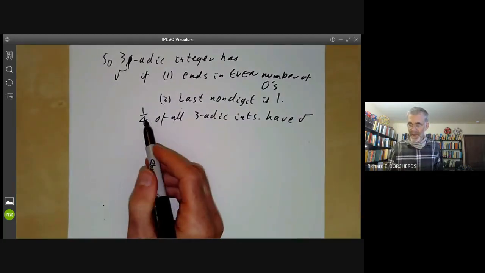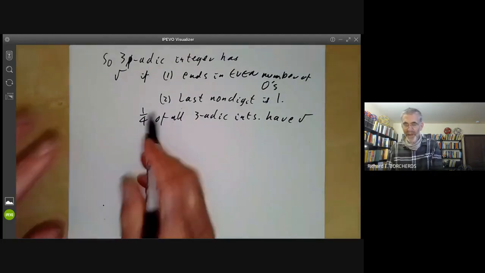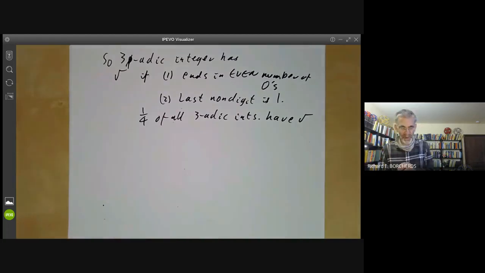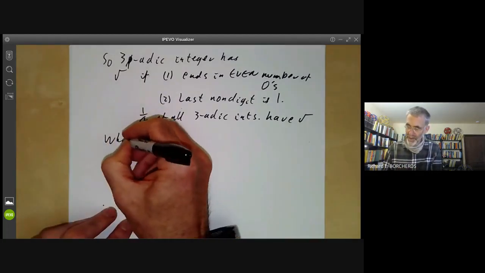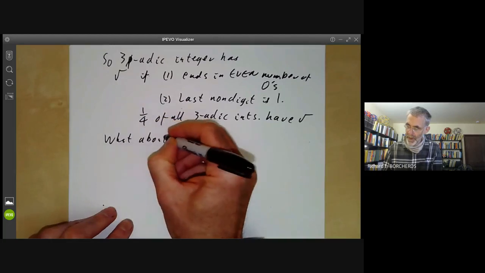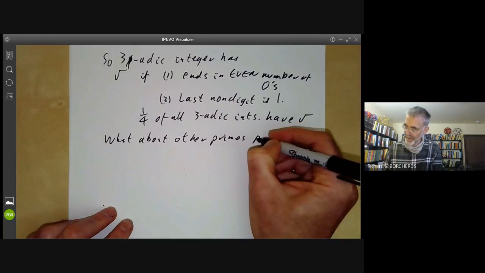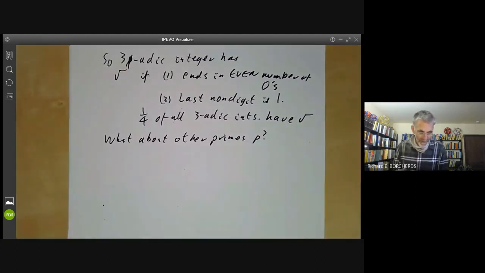This is a little bit different from the reals, because for the reals, half of all reals have square roots, because the positive ones have square roots and the negative ones don't. So what about other primes p? There's a sort of little tricky problem here.